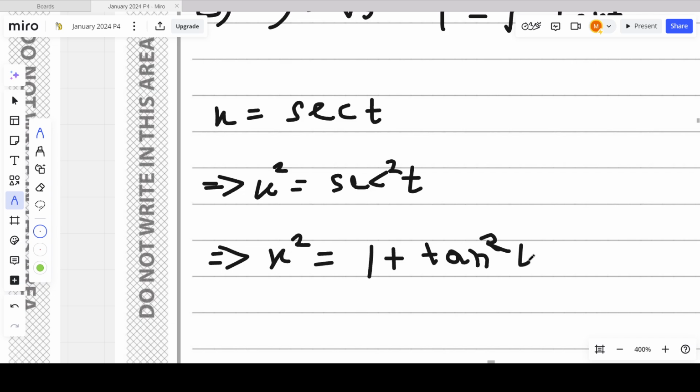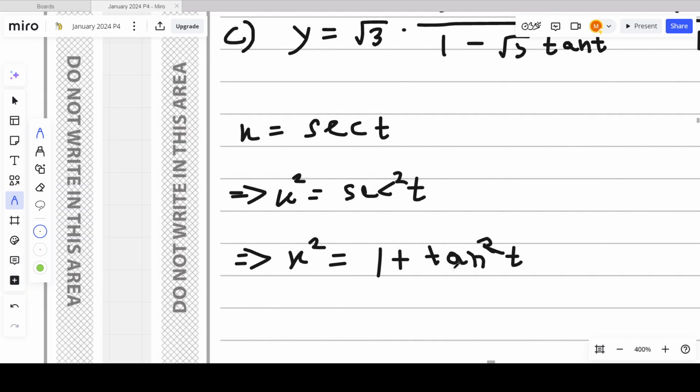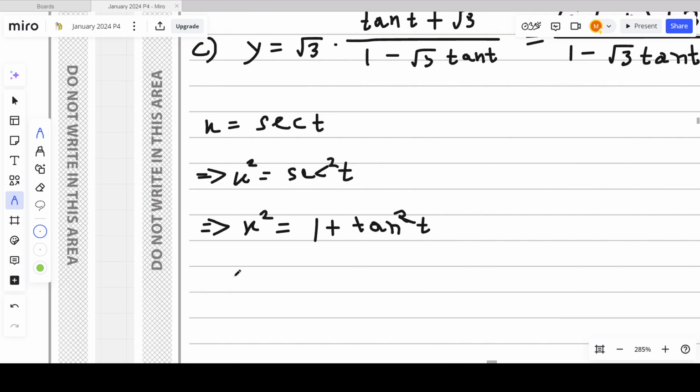So from here we can make tan t the subject. If you make tan t the subject, what will you get? Square root of x squared minus 1.